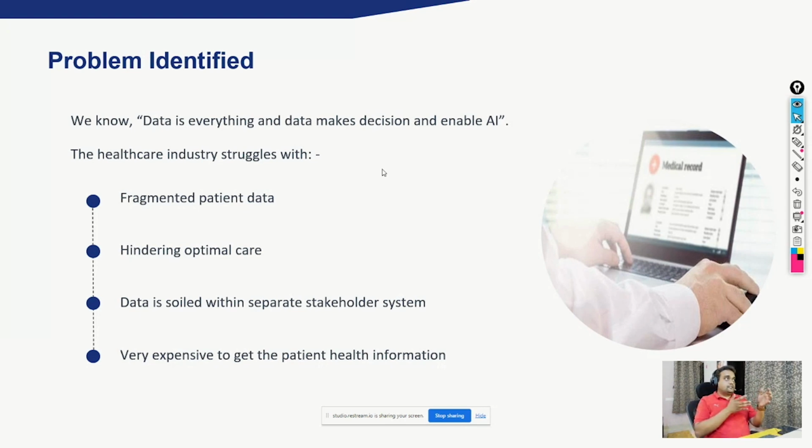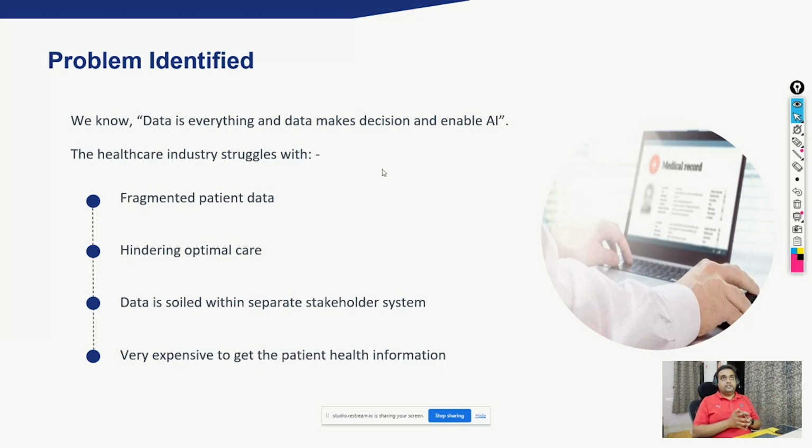Again, the same data is filed within separate stakeholder systems. What it means is your data is with one insurance company, and if you move to another insurance company, they cannot see the previous insurance company's data. They have to go through each and every procedure again and again, like you are going through the health checkup and everything again, right?